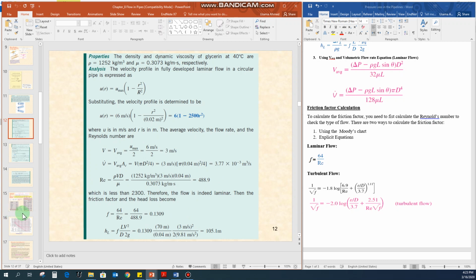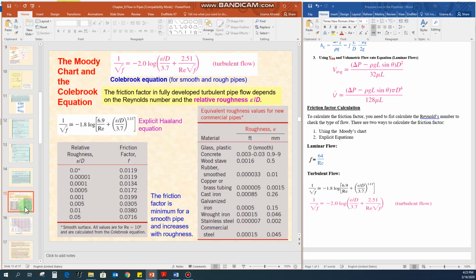Now let us see what other equations we can use to get the value for the friction factor. Generally there are two ways to calculate it. Either we can directly use the equations, like for laminar flow we have this equation, and for turbulent flow we have these two equations, or we can use the Moody chart to get the value for the friction factor for both the laminar and the turbulent flow.